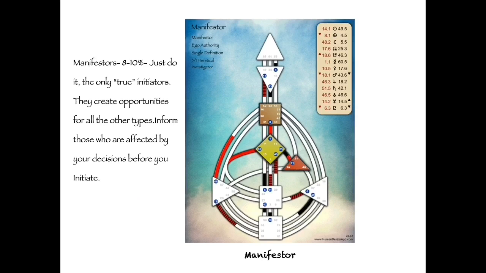If you're a manifestor type, which is a small percentage of the population, as you can see, it's only 8 to 10%. What that means is only the manifestors are what's called the true initiators. Everybody has heard the catchphrases, oh, just go out and do it. And ultimately, that's what manifestors are all about, just going out and doing it. Their only boss is basically the universe, God, or whatever you want to call it.